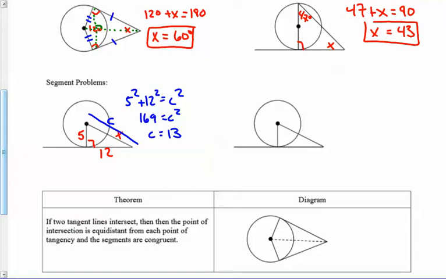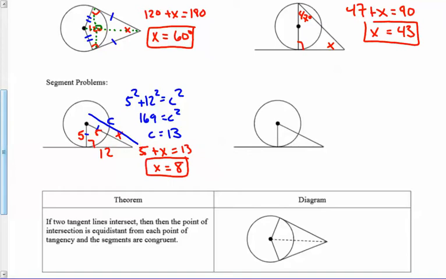Now that I know C is 13, I also know that if this radius is 5, then this radius is 5. So that means 5 plus x has to equal 13. So x has to equal 8. And those are the types of problems that you'll be seeing in the classwork during next class. If I tell you that that is perpendicular, then you can tell me that it's a right triangle. You can find the missing piece by doing the Pythagorean theorem. Sometimes you have to think your way through it a little bit, but it's going to involve the Pythagorean theorem.